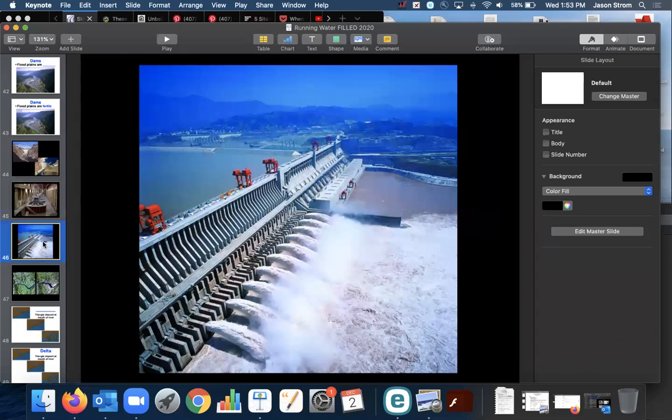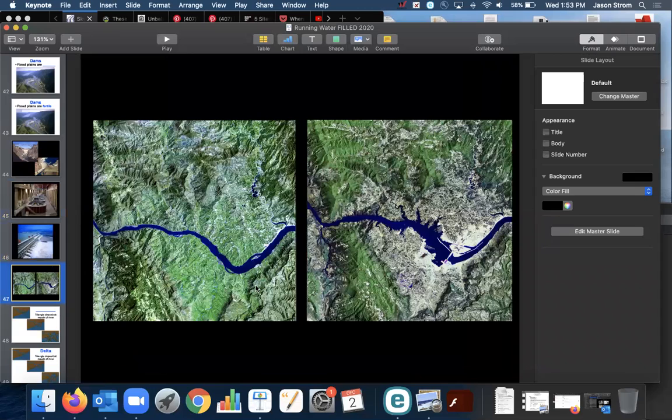There's another dam. I think this one's in China. And here's a before and after. So this is the before on the left. You can see the river and the surrounding land, and then the after the dam was put in. So it's flooded a large area. The vegetation all around the area is changed. Like I said, while there are benefits to having dams, there definitely are some drawbacks as well.